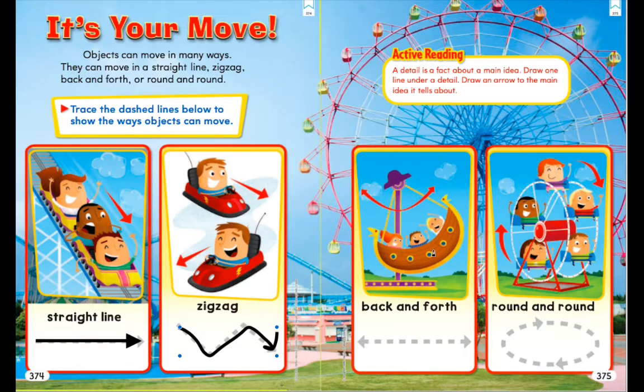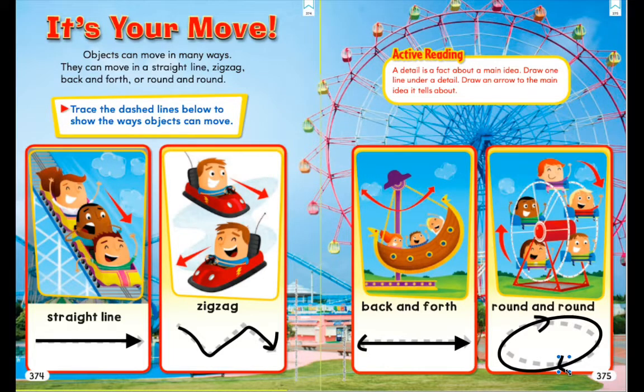And on this ride, I guess we call this the boat ride, they are going back and forth, back and forth. So that's your back and forth ride. And on the Ferris wheel, they are going round and round. You need to draw arrows. This is very important to know.